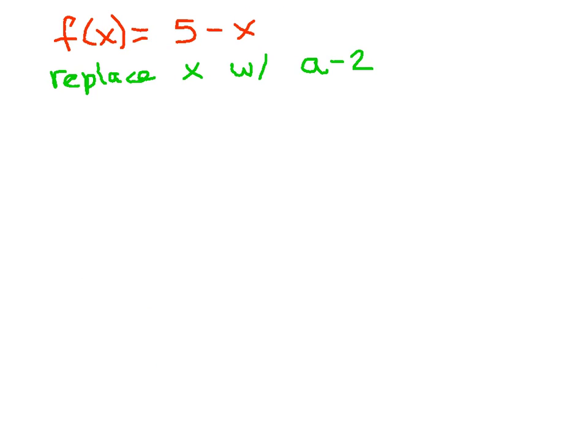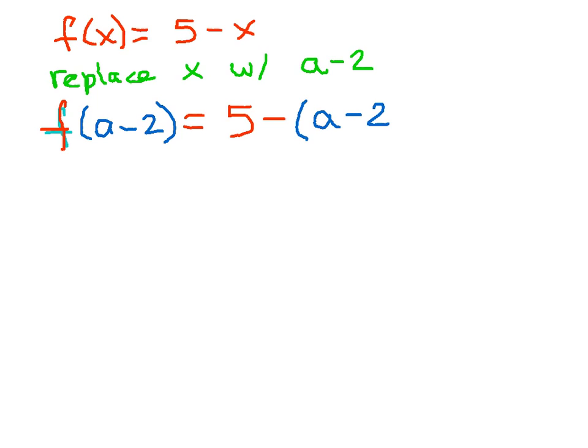Okay, Claire, so in this one, I know that f of x is equal to 5 minus x, and I want to know what is f of a minus 2. Well, all I'm going to do, Claire, is make that substitution. So f of a minus 2 is going to be equal to 5 minus, and then this is where I have x, I'm going to write a minus 2.